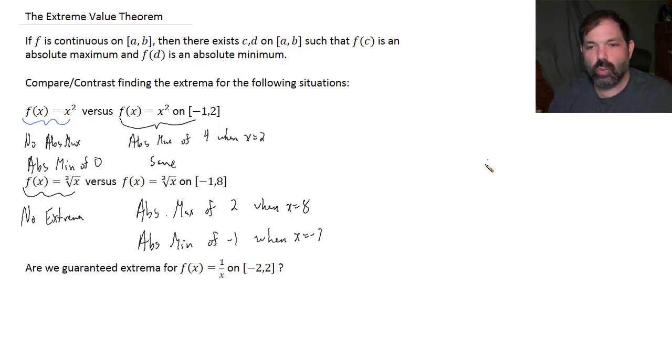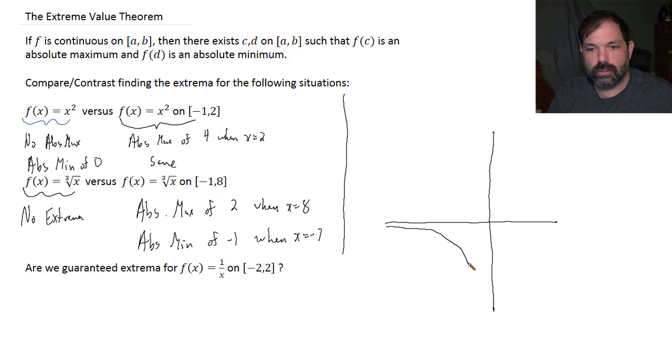So let's think of the function 1 over x. 1 over x does something like this. All right, there's the function 1 over x. And so if we look over the interval -2 to 2, that might be something like this. Here's -2 and here's 2.